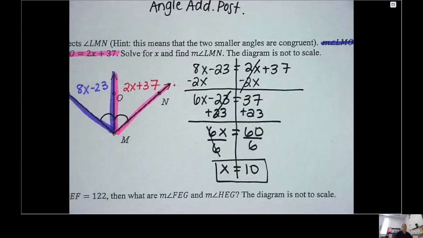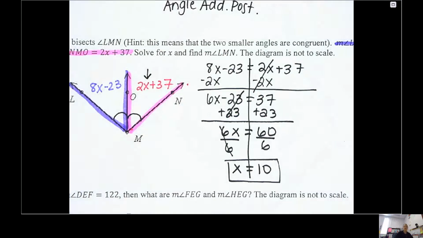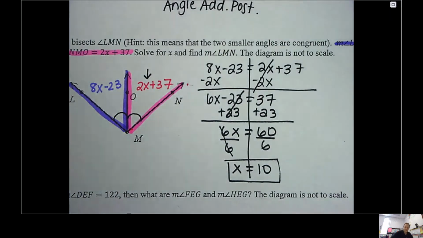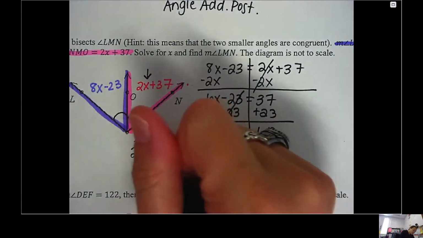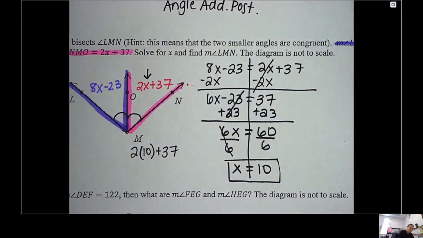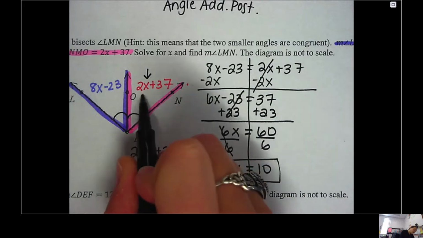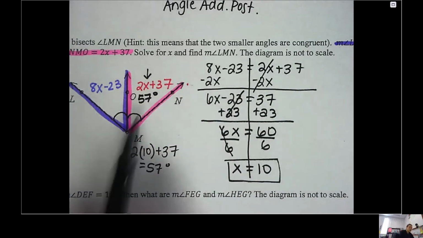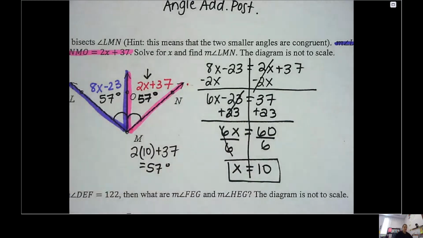But now I need to take that 10 and plug it in. Now, these are the same. It does not matter which one I plug it into. I'm going to go for this one because that one looks easier. So if I do 2 times 10, that's 20. And 20 plus 37 gives me 57 degrees. So this piece here is 57 degrees. Well, since these are the same, that means this piece over here is also 57 degrees.